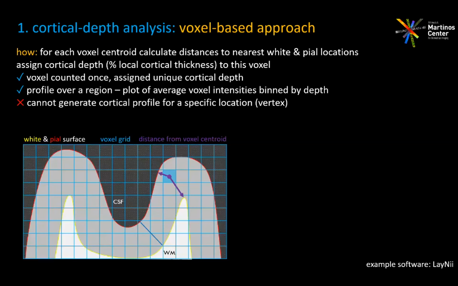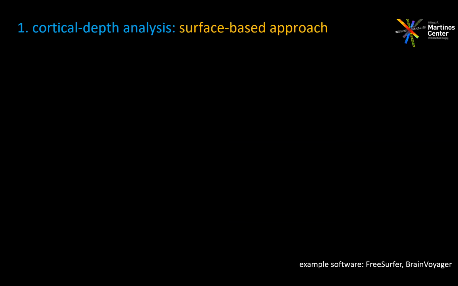I'm not going to talk a lot about this voxel-based approach because you're going to get hands-on with Renzo in the next block on Laynii, which uses this approach. So you're going to learn a lot more, and it's going to be much more practical. But I'm going to talk a little bit more about the surface-based approach, which is used in FreeSurfer, and in a slightly different version in BrainVoyager. I'm going to mostly focus on the FreeSurfer version because that's what we use here.